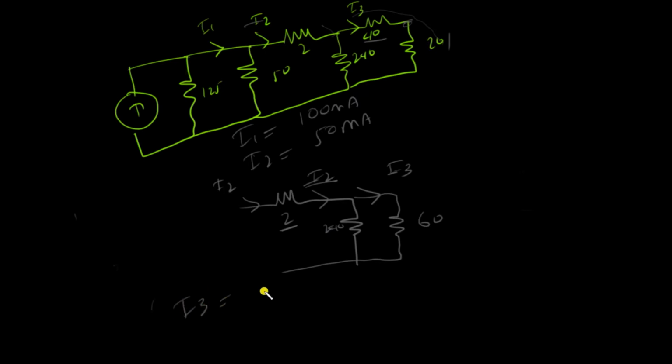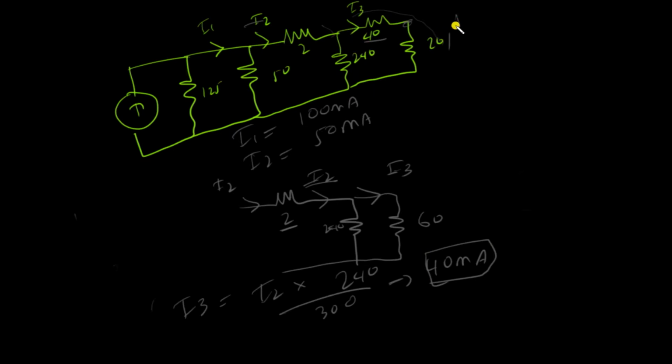So I3 would be, applying CDR, I2 multiplied by the other resistance, which is 240, divided by the sum, which is 300, 240 plus 60. So the answer comes out to be 40 milliamps. So this is I3. We're almost done.